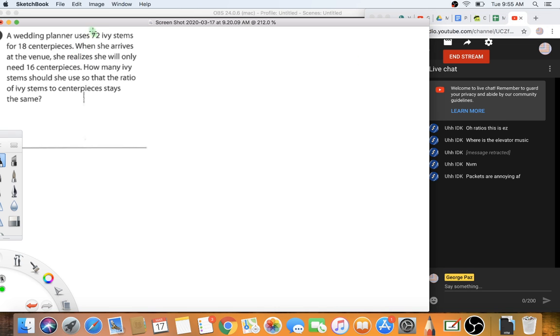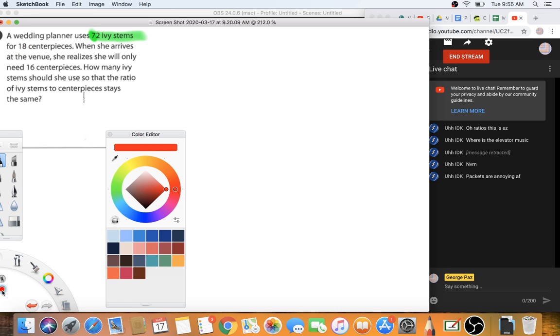A wedding planner uses 72 ivy stems for 18 centerpieces. 72 and 18, that's a number. 72 and 18 automatically make me think there's a 9 in there, divided by 9 or something.